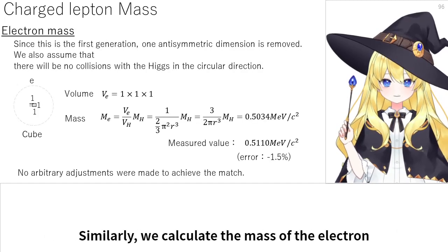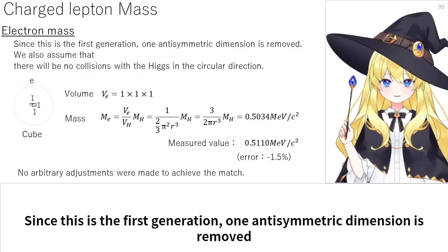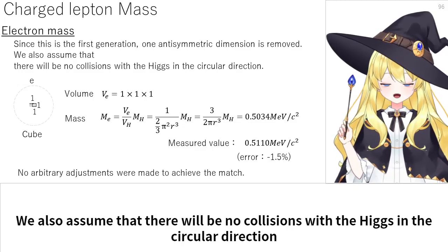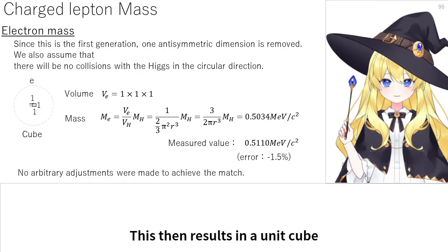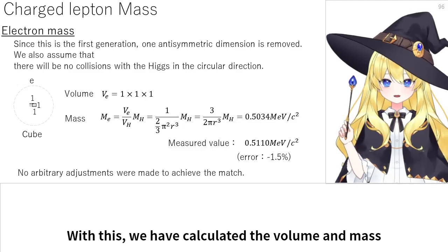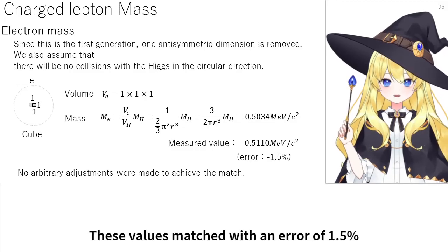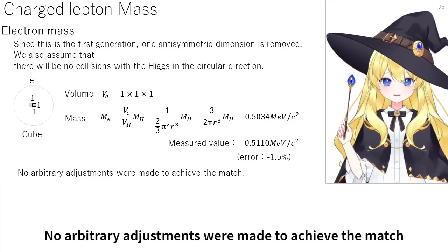Similarly, we calculate the mass of the electron. Since this is the first generation, one antisymmetric dimension is removed. We also assume that there will be no collisions with the Higgs in the circular direction. This then results in a unit cube. With this, we have calculated the volume and mass. These values matched with an error of 1.5%. No arbitrary adjustments were made to achieve the match.